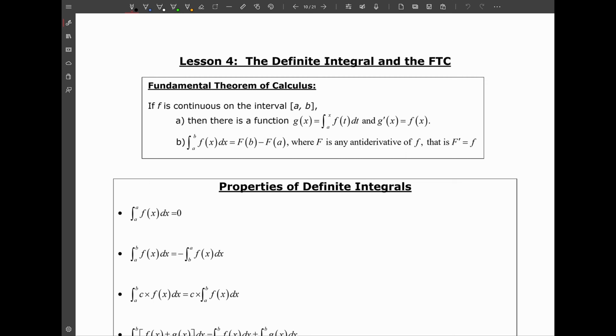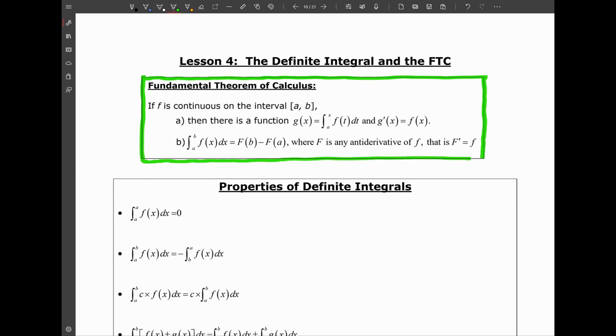Hello, my friends. So we are at lesson 4, the definite integral and the FTC, the fundamental theorem of calculus. It's kind of a big deal, but it's actually pretty simple. It's not like a big complicated thing. It's just important to what calculus is.